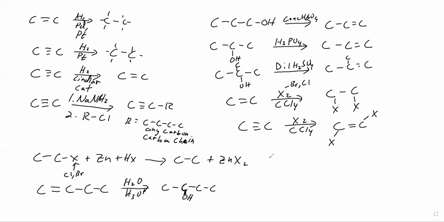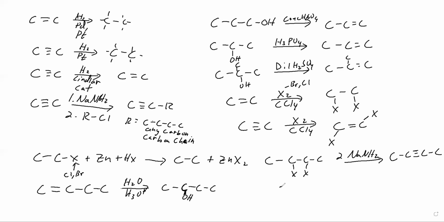Now let's look at how to make a triple bond. Let's talk about that. So X here, X here. Now these are secondary. Remember, they're secondary alkyl halides, which these two are secondary. 2 moles of NaNH2. Okay. 2 moles of NaNH2. This gives you C, C triple bond, C, C.